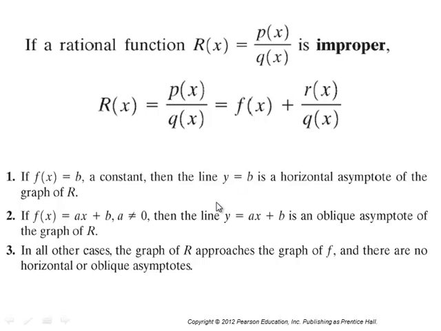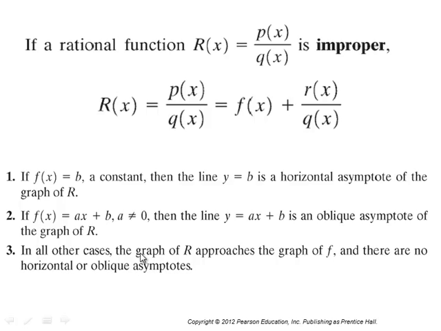Now, it could be that the numerator is a polynomial 1 degree higher than the denominator, in which case, when you do the division, f of x will just be some linear equation. In which case, when the function approaches infinity in the positive or negative sense for large magnitude values of x, the function will approach infinity along a line. So the graph will approach infinity either in the negative or positive sense along the graph of this linear function.